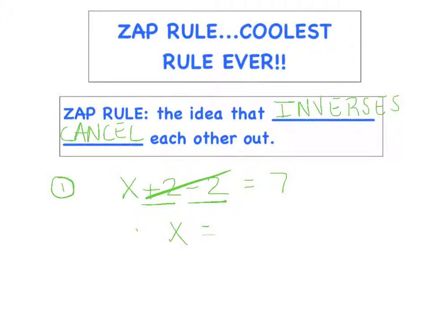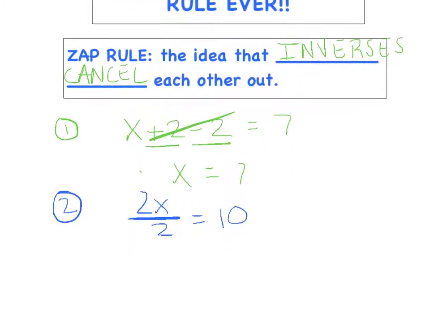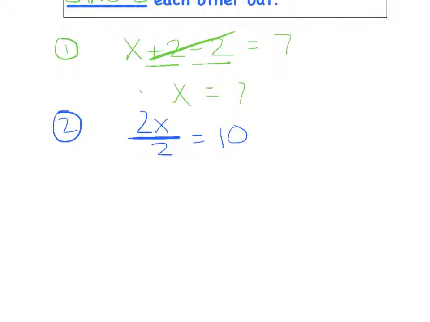Again, we're not doing anything too crazy. Let's take another Zap Rule you've done earlier in your life. What if we multiplied x by 2, and then we decided we're going to divide by 2 and set it equal to, who knows what. The idea that we multiply by 2 and then divide by 2 is, again, inverses of each other. Multiplication and division are inverses of each other. We've got the Zap Rule, they cancel, and you get x equals 10.